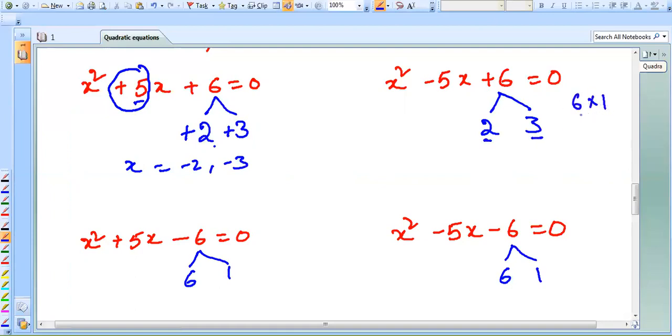Because there is a rule. If this is positive, then you have to add them. That is, 6 plus 1 is equals to what? 7. But what we require is 5 only here. Are you understanding this point? I hope you understand this point.